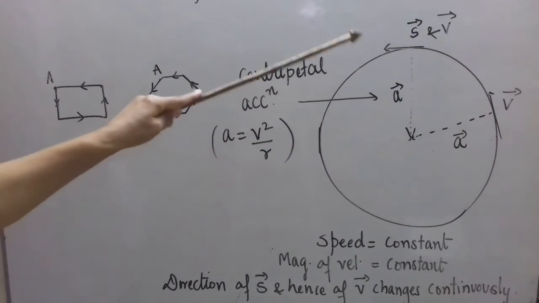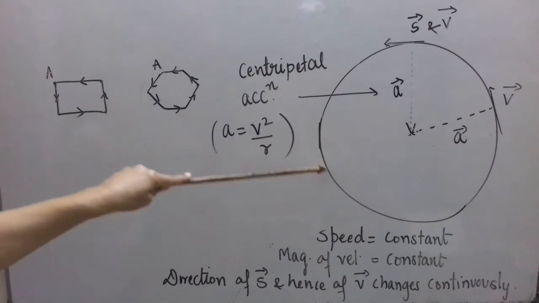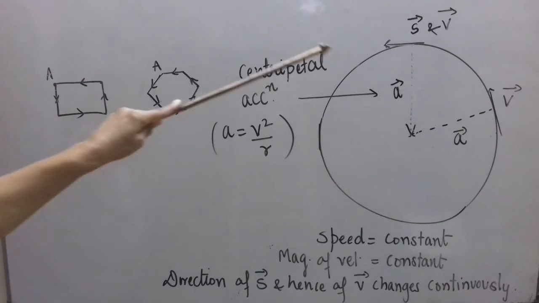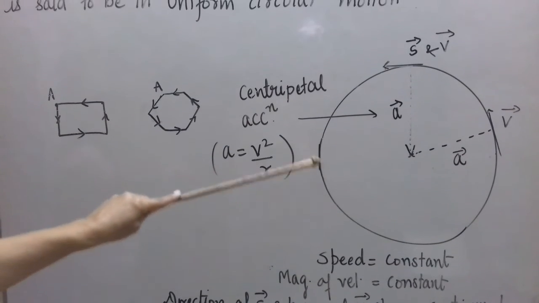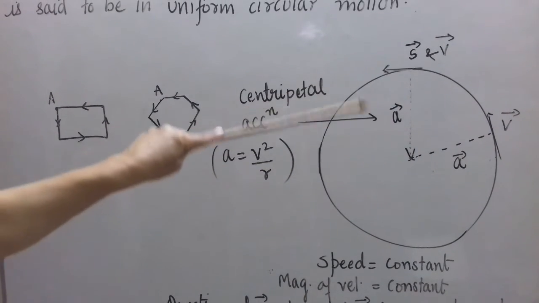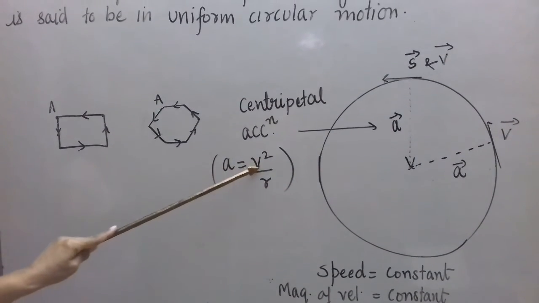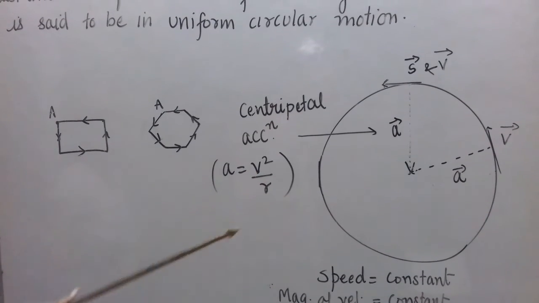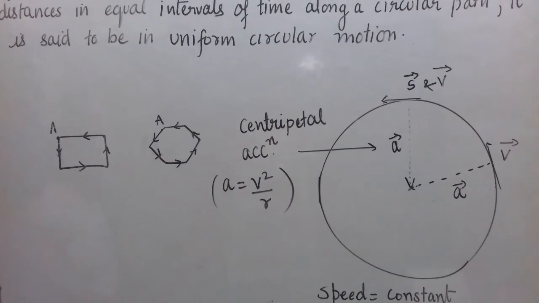Its direction is along the radius towards the center at any point. So the direction of acceleration is continuously changing. Every time it is along the radius towards the center, and the magnitude is v square upon r. I hope the chapter is clear to you, students.